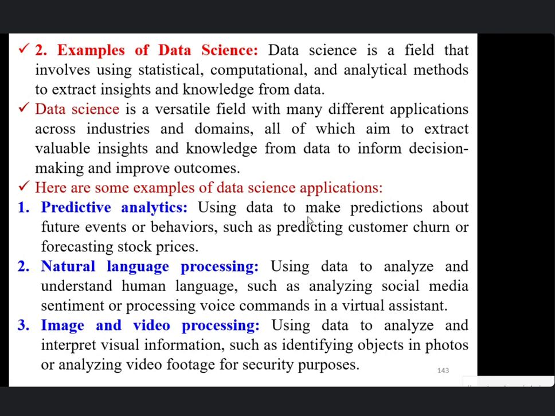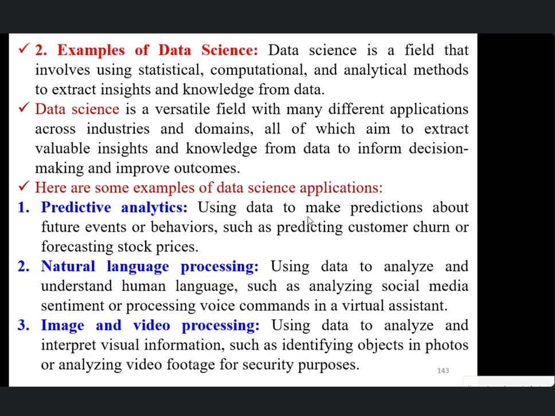Here are some examples of data science applications, like predictive analytics. Using data to make predictions about future events or behavior, such as predicting customer churn, forecasting stock prices, or weather forecasting. These are the best examples of predictive analytics under data science. Natural language processing is also one of the examples for data science. Study of different languages, different linguistics, and it uses data to analyze and understand human language, such as analyzing social media sentiment or processing voice commands in a virtual assistant.